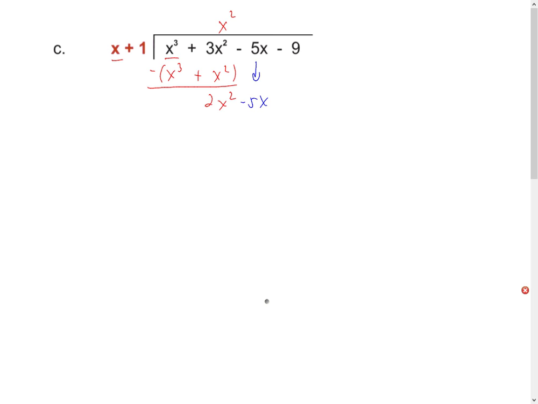Again, how do you figure out what goes up front? Always take the lead term, 2x squared, divided by the lead term, x. So 2x squared divided by x is a positive 2x. You've got to use your plus signs there. So again, distributing, x times 2x, 2x squared. 1 times 2x is a 2x. So you get 2x squared plus 2x. Again, you're subtracting. Distribute that negative. Be careful. Negative 5x and a negative 2x is a negative 7x. Bring down your negative 9.